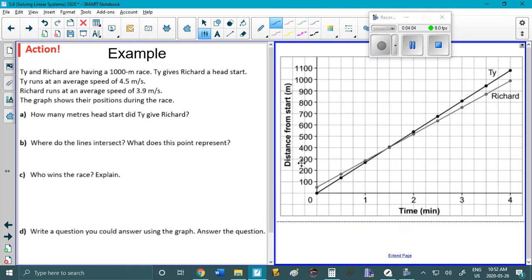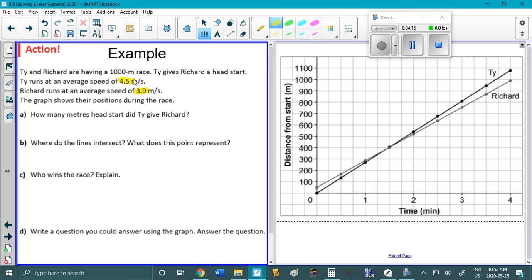Okay. So you can see here Richard is in gray and he starts out a little bit ahead. And their speeds are pretty close, right? 4.5 and 3.9. Those are pretty close. And it's a 1,000-meter race.